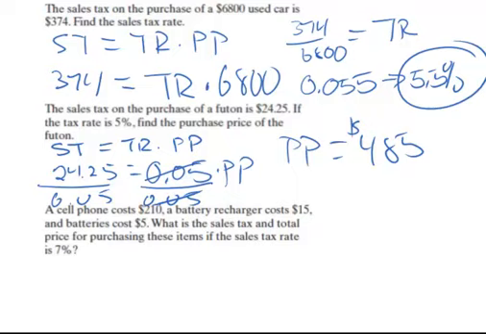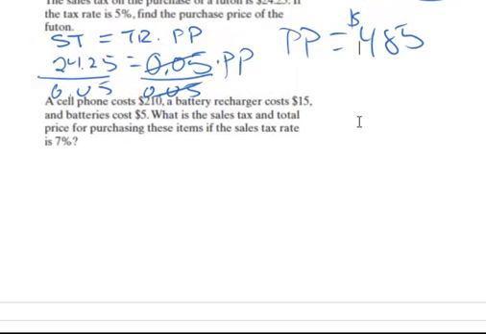All right. And so the next problem I have here says a cell phone costs $210, a battery charger, I'm sorry, is $15, and batteries are $5. What's the sales tax and the total price for purchasing these items if the sales tax rate is 7%? Our first step, we should go ahead and add up each of those costs. So 210 plus 15 plus 5, okay, so we're spending a total of $230.